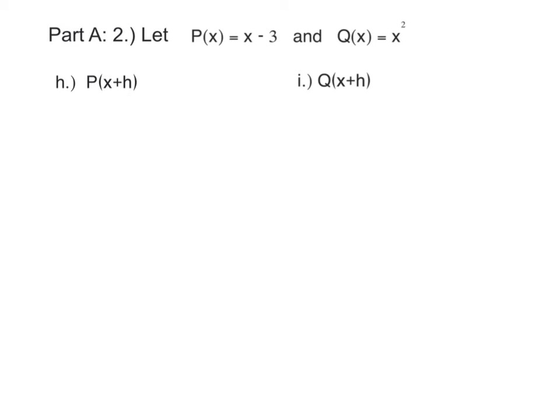This type of question is one from a little ways back, finding p of x plus h. Now notice this is the composition of functions, but not of composing p and q. Instead, we're just going to take that x plus h and plug it into p. P was x minus 3, so instead of x, we're going to use x plus h. This will simplify to x plus h minus 3.